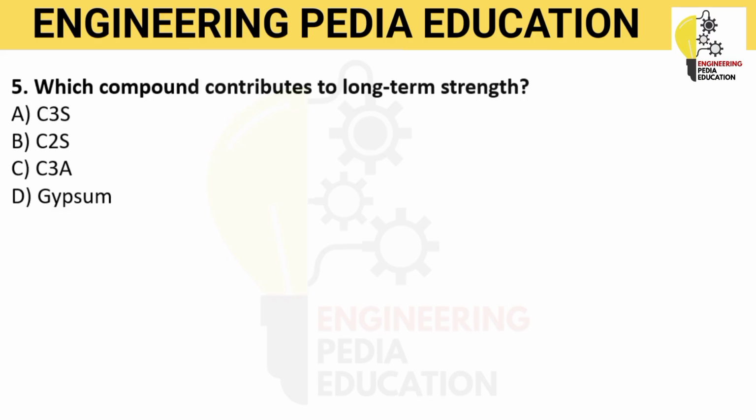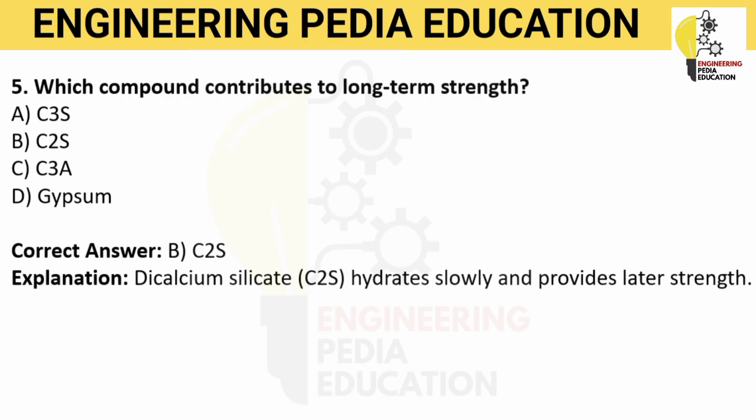Which compound contributes to long-term strength? C3S, C2S, C3A, gypsum. So the correct answer is C2S, dicalcium silicate. Dicalcium silicate is mainly responsible for later strength development, with a slow hydration reaction producing less heat. C2S reacts with water and forms CSH gel, which gives strength, with less calcium hydroxide compared to C3S.